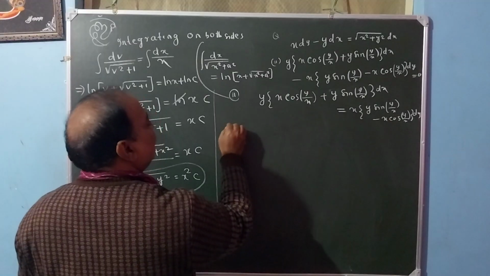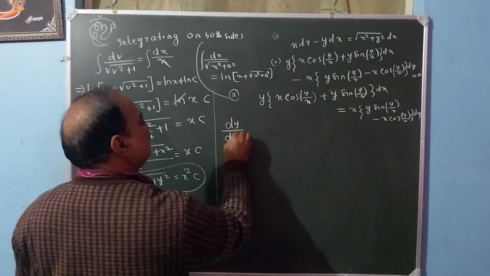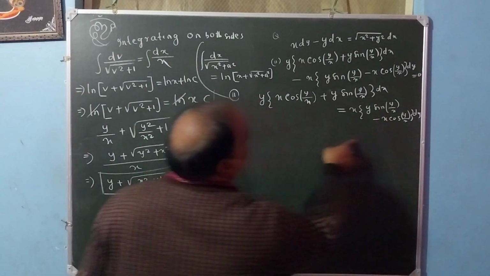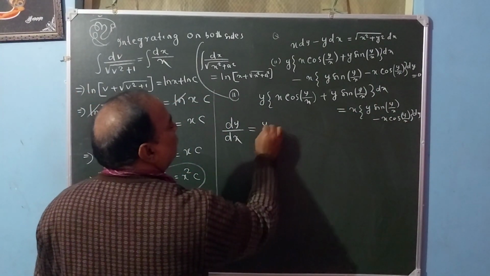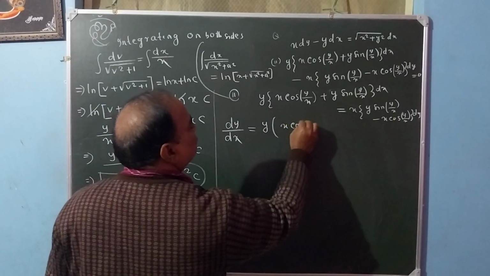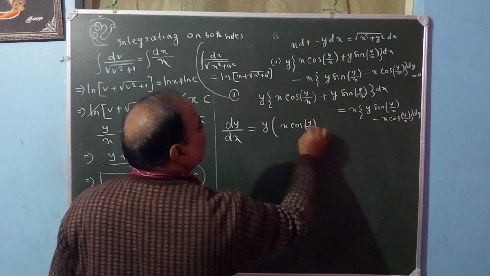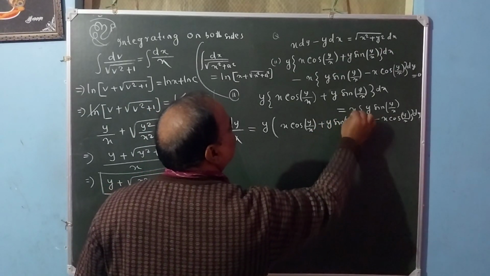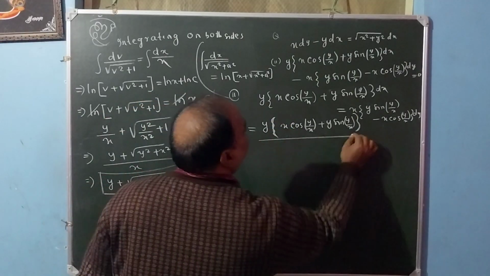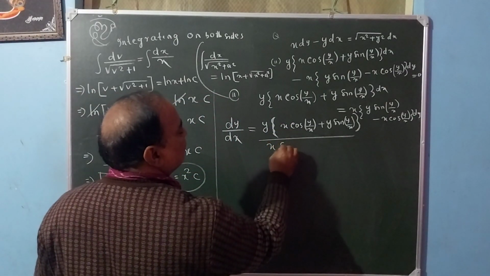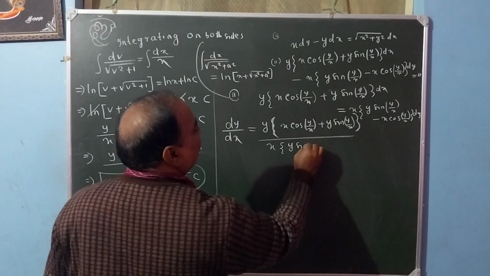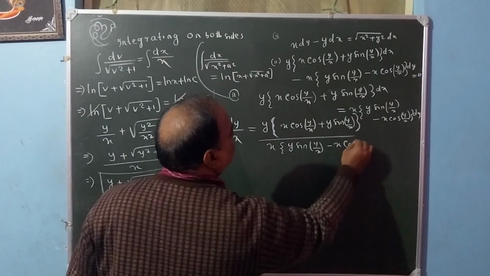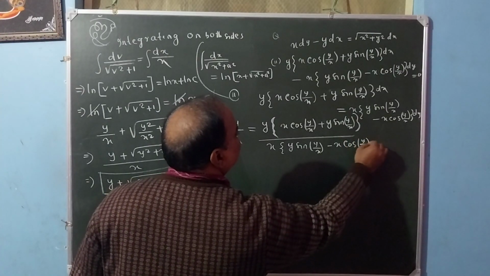So we get dy by dx is equal to y x cos y by x plus y sin y by x, divided by x y sin y by x minus x cos y by x.